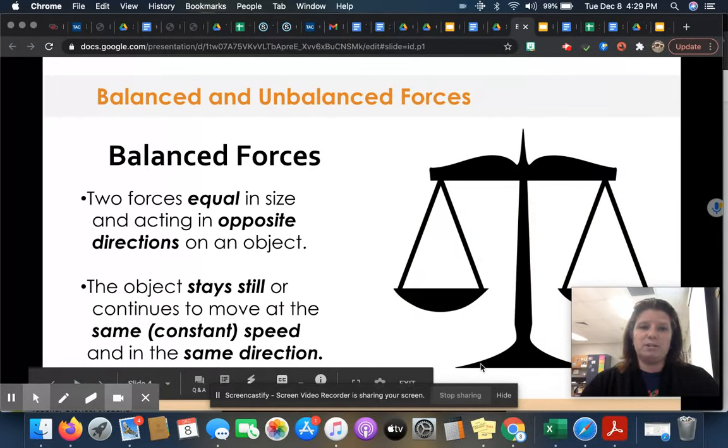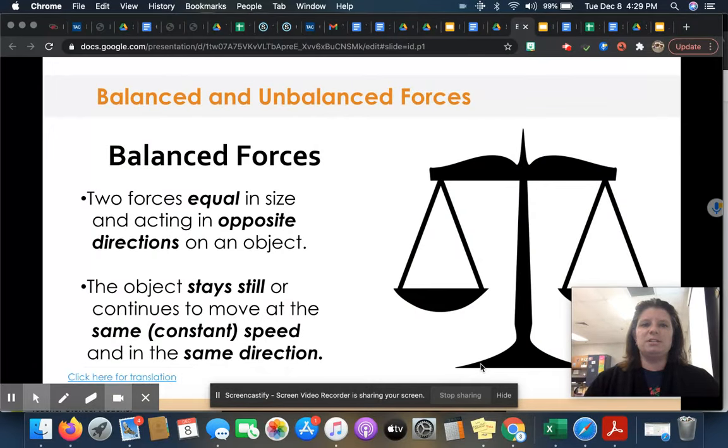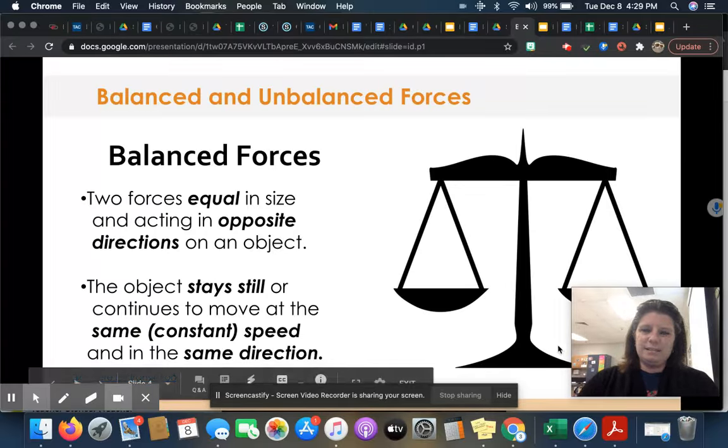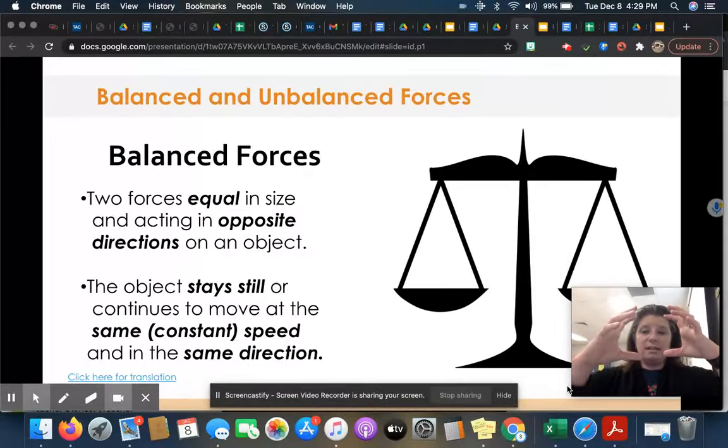So balanced forces. Balanced forces are forces that are equal in size, acting in opposite directions. Okay, so this isn't the best picture, and we're going to go over it some more tomorrow. But if I have an object that is centered there, and I have a force applying it from the right going left, and an equal amount of force on the opposite side, it's not moving. When an object is not moving, it's considered balanced.